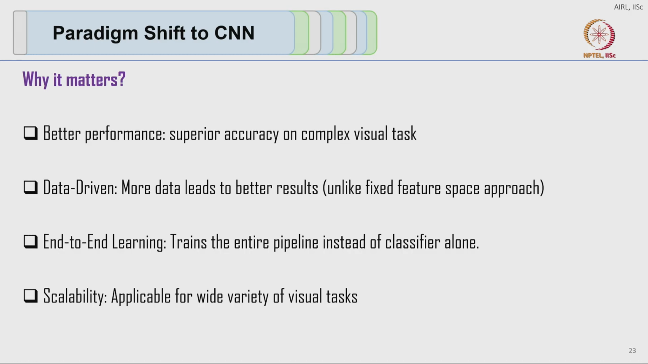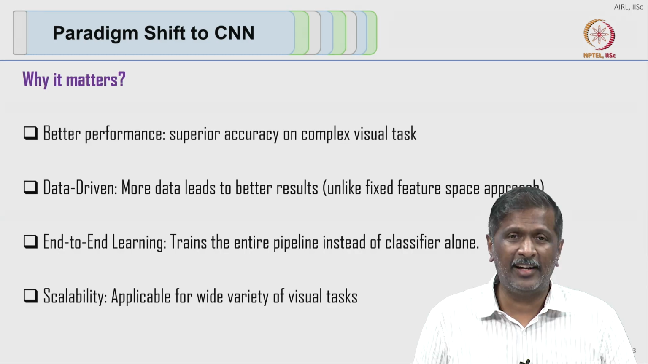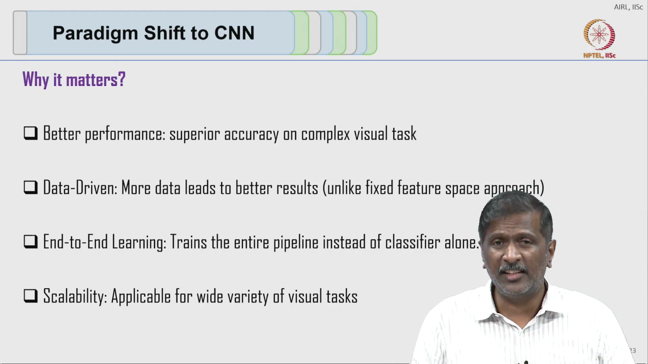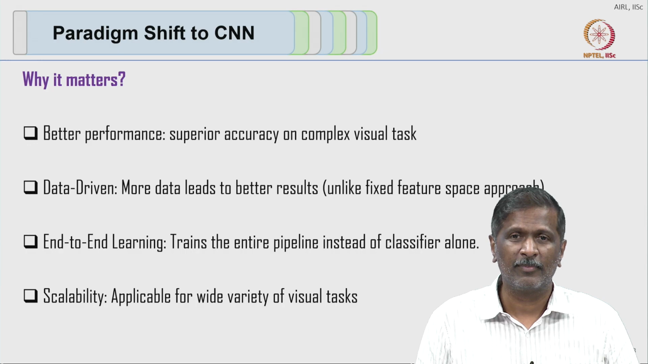I need a better performance. That's a very important thing, right? Of course, accuracy is very, very important for a complex visual task. What I meant is, there is an image. There could be many cars. Can you identify whether the car is a Hyundai, Honda, BMW or Audi? You have to identify which brand it belongs to. The task becomes very complex.